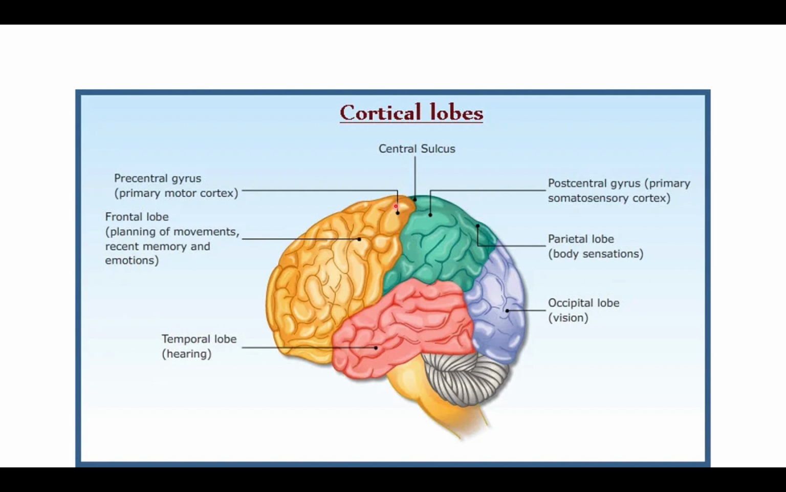Then within it, you have this region called the precentral gyrus, which is the primary motor cortex. Then within the parietal lobe, you have the postcentral gyrus, which is the primary somatosensory cortex. In between the two is the central sulcus.